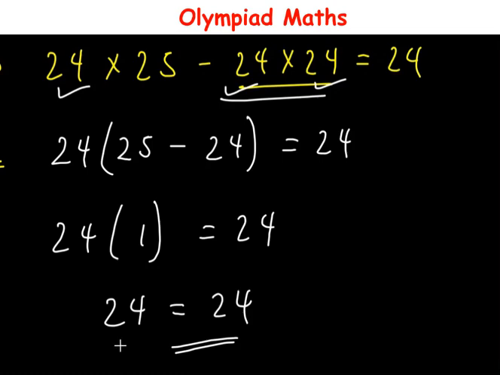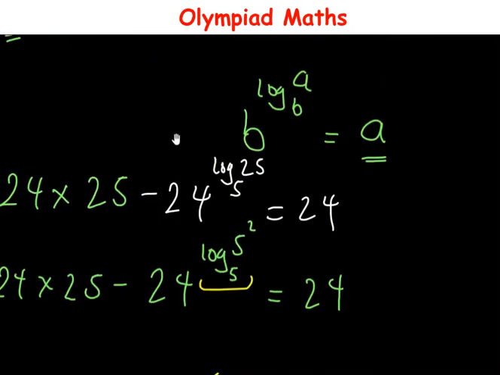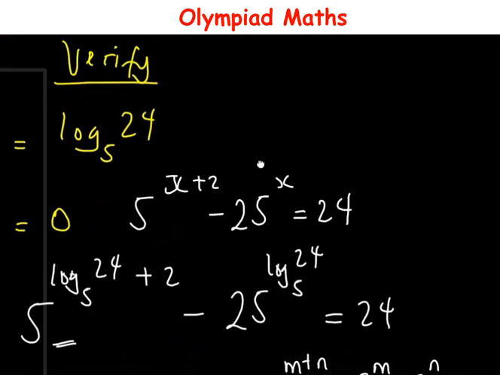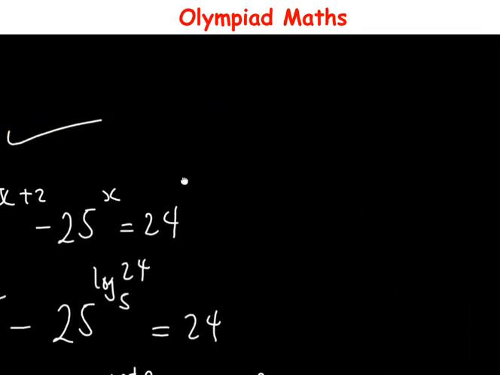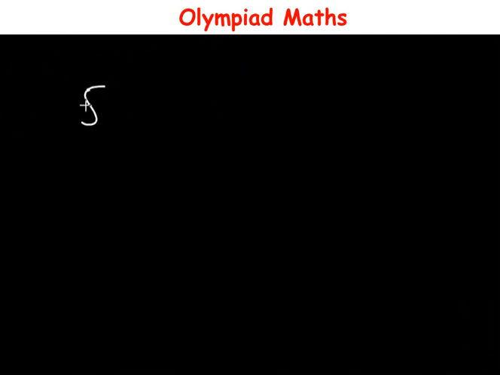Now looking at this, since what we have on the left hand side equals what we have on the right hand side, this means that the value of x that we got right here as logarithm of 24 base 5 is the correct solution for the value of x. So let us then confirm for the other solution of x, which equals 0. So the question, which is we have 5 raised to power x plus 2 minus 25 raised to power x equals to 24.